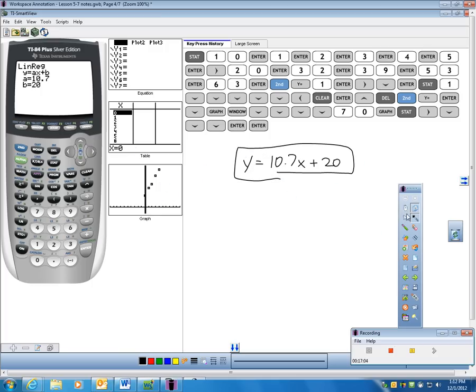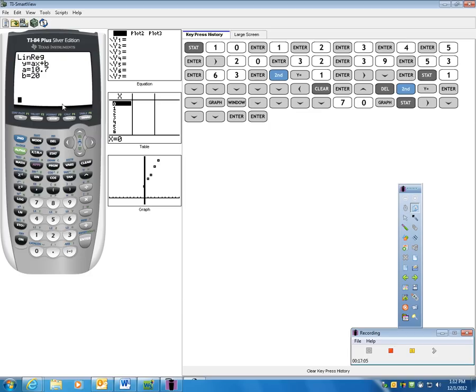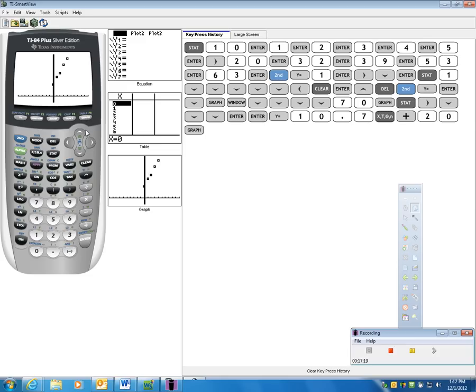Actually, let me show you that on this calculator. If I go to the y equals key and type in 10.7, I believe it was, x plus 20, look what happens when I graph this line. This is cool. You see how that looks like the line of best fit? So there is my line of best fit.